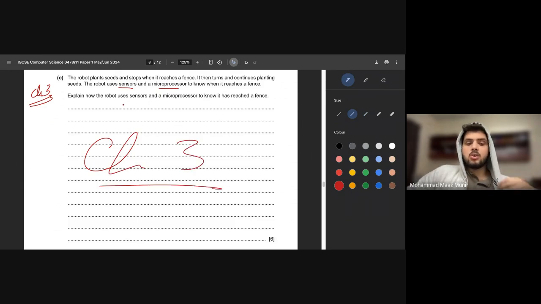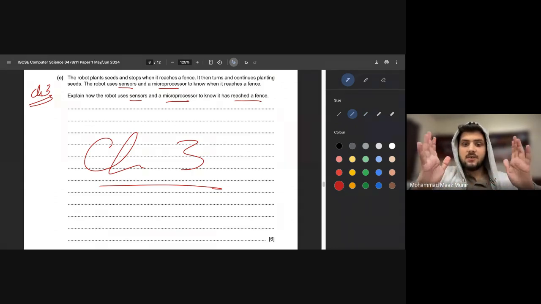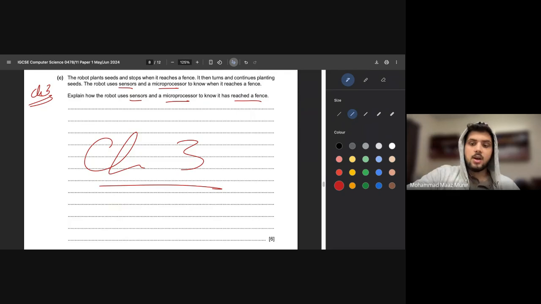It's basically talking about how the robot will be making use of a sensor and microprocessor to know it has reached a fence, which means you need to talk about how the sensors are consecutively sending data to the microprocessor. The microprocessor will be comparing it with some distance, so that if the distance reduces below a specific value, it means the robot is approaching a fence. And if it is less than that, it can send a signal to turn or send an alert. This whole process is continuous. So you just need to explain that process and you're going to get a perfect 6 out of 6.